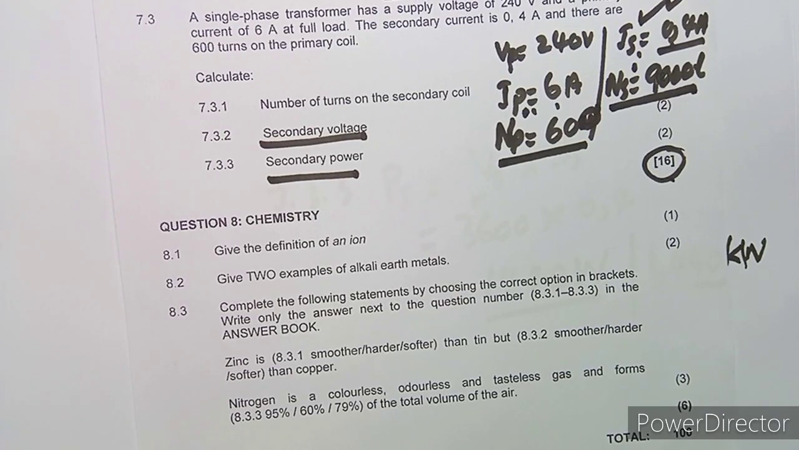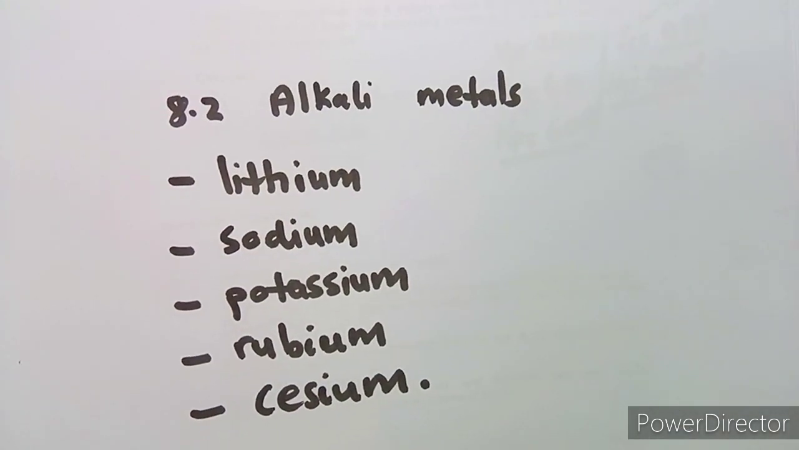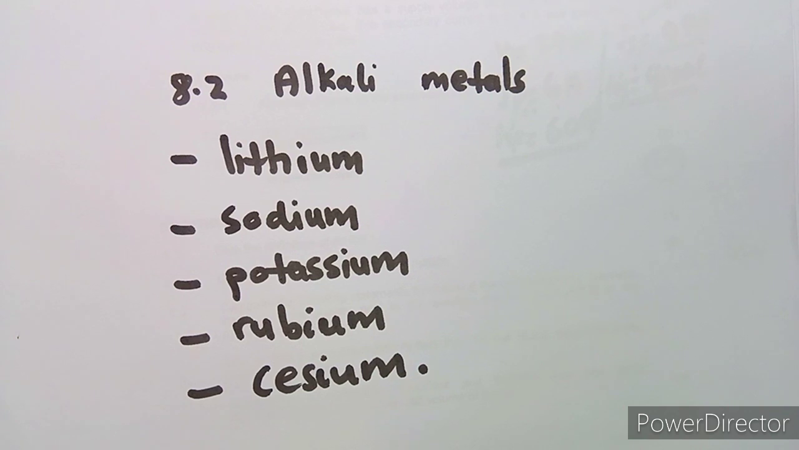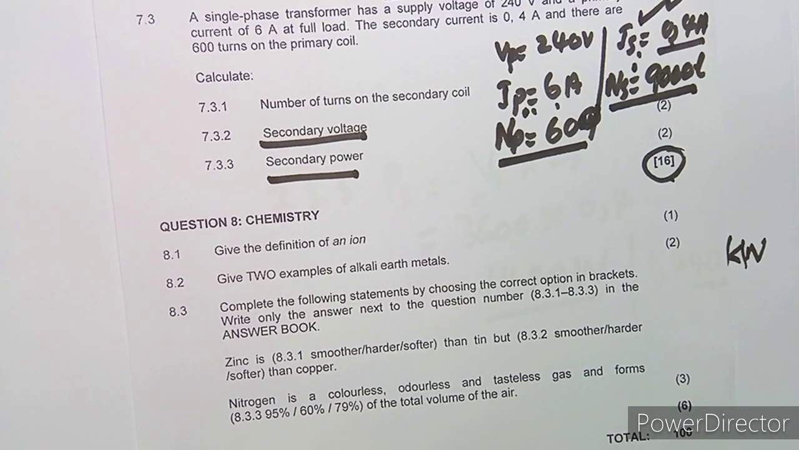Then on 8.2, we are asked to give examples of the alkali metals that we can work with. There are so many alkali metals that we have, which are lithium, sodium, potassium, rubidium, cesium, and so forth. There are so many that we can consider in this case. Anyways, that's it. Then for the other part, we are asked to complete the statements by choosing the correct option in brackets.